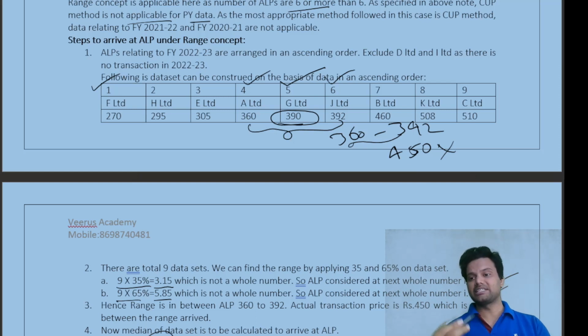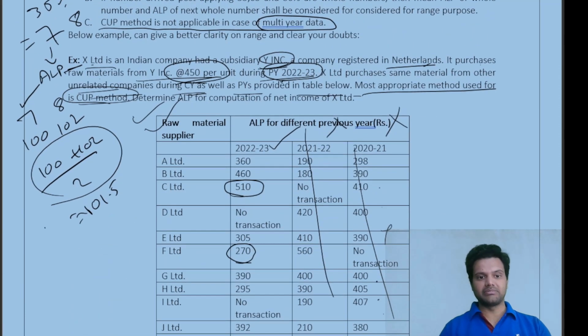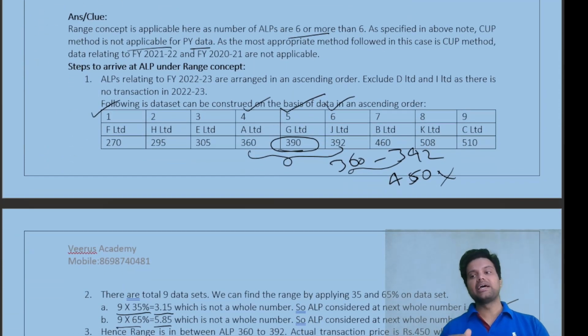What is the actual transaction price, and for which company? X Limited, the Indian company, has paid Y Inc 450 per unit. That means 450 minus 390, which is 60 per unit, is additionally sitting in the P&L under the purchases of X Limited. So this needs to be added back to the income of X Limited: 60 per unit into the total number of units it has purchased. That amount needs to be added back to the income of X Limited. This is the simple question on the concept of range.